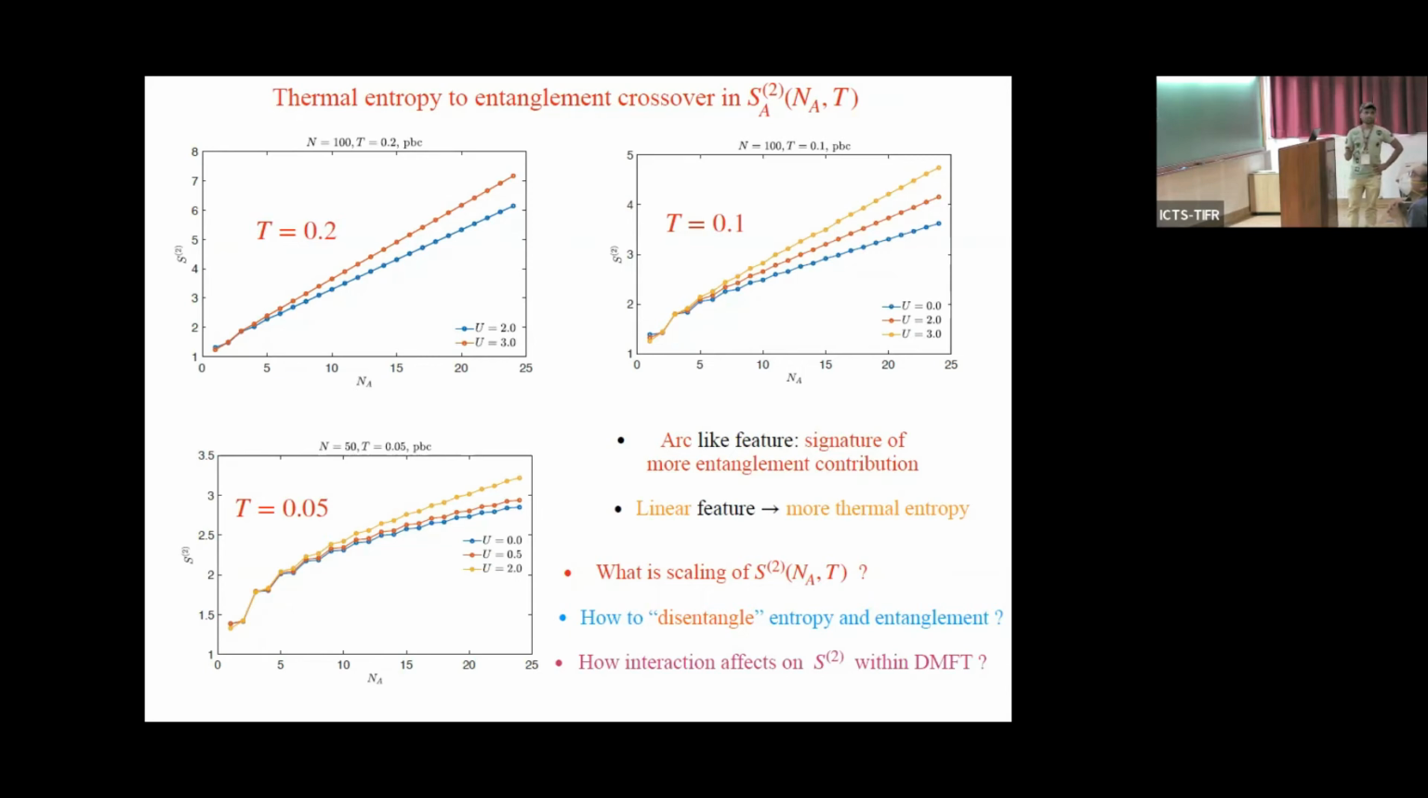On the x-axis is the subsystem size, and as you decrease the temperature, the linear feature changes to an arc-like feature. That is a signature of more entanglement contribution in your Renyi entropy. So there is a crossover from thermal to entanglement. But the question is how you disentangle this thermal and entanglement contribution, what is the scaling of the Renyi entropy with subsystem size, and how interaction affects all those things.